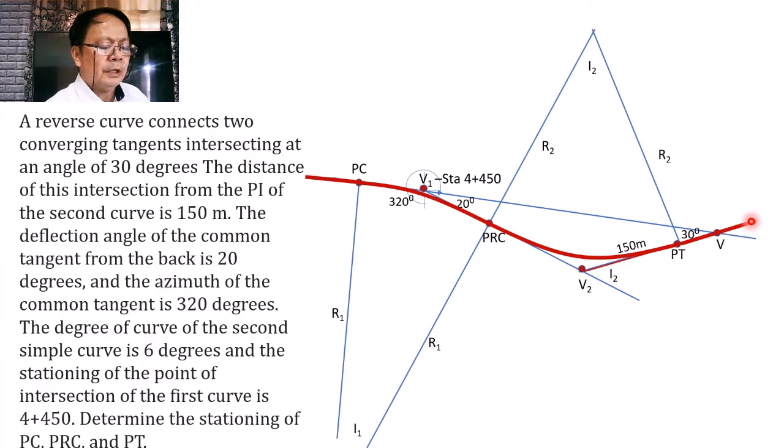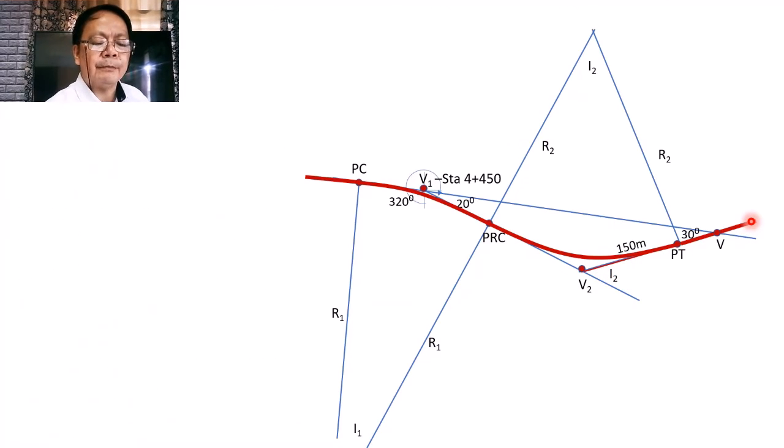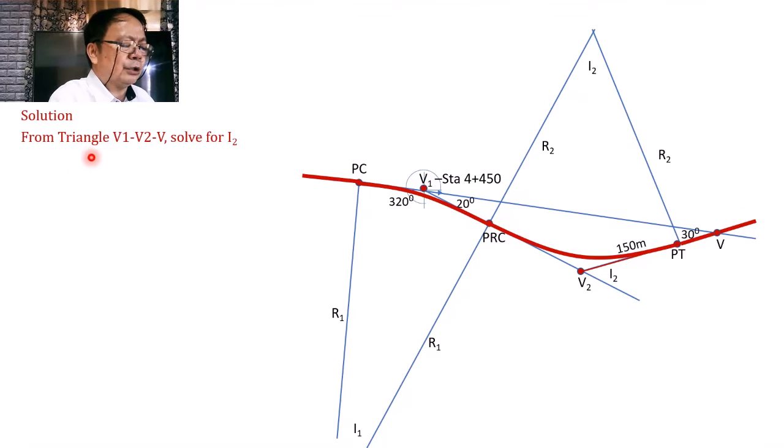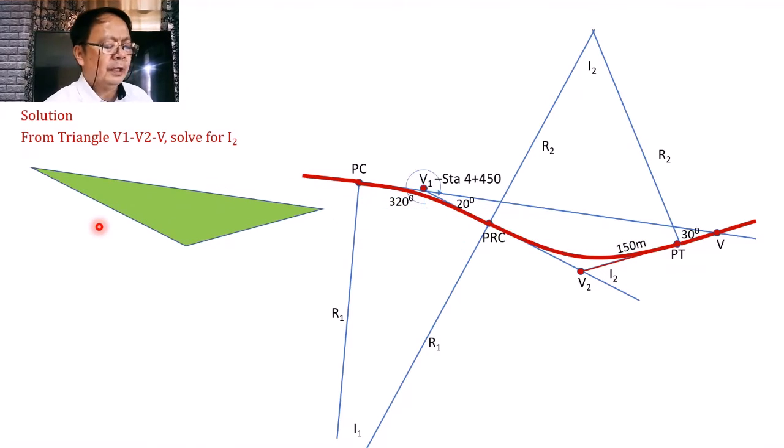And so, in order for us to solve the problem, let us now try to solve for the value of I, considering the triangle V sub 1, V sub 2, and V. Here's our V sub 1. Here's our V sub 2, and that is our V. Let us try to imagine this triangle. I will color it, and let us try to transfer this triangle here for evaluation purposes. Our V sub 1 is here. Here is our V sub 2, and this is our V.